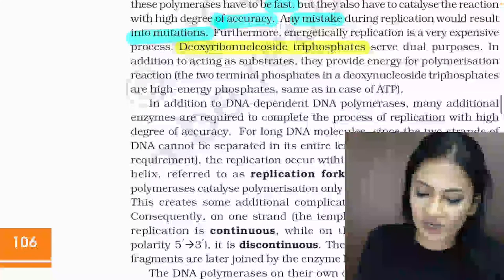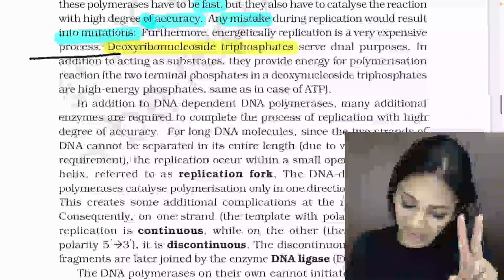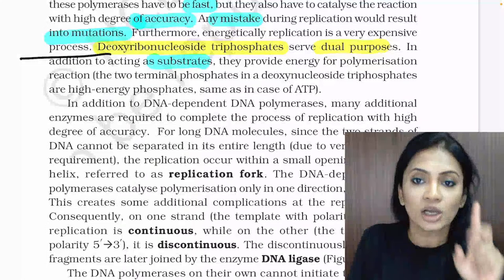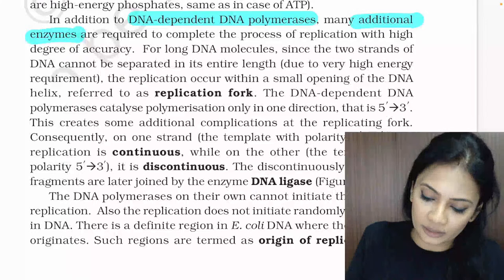Deoxyribonucleoside triphosphates, like adenosine triphosphate, guanosine triphosphate. These triphosphates have two functions. What are the two functions? One, it behaves as a substrate. Two, it provides energy. Then, in addition to this polymerase, many additional enzymes are required to complete the process of replication.